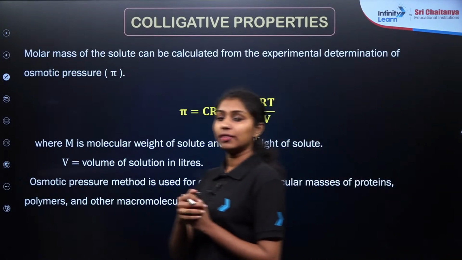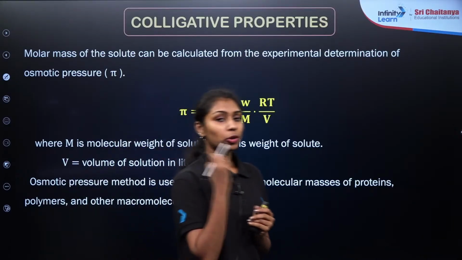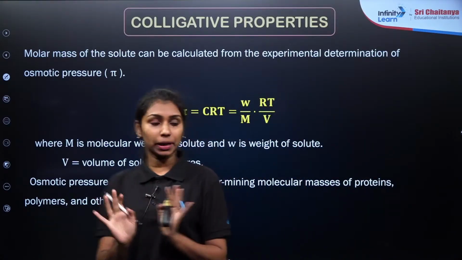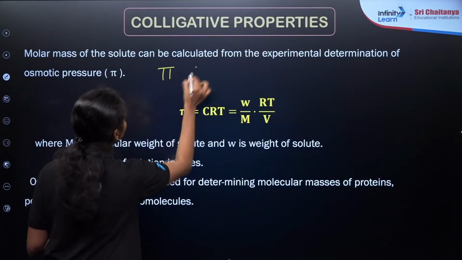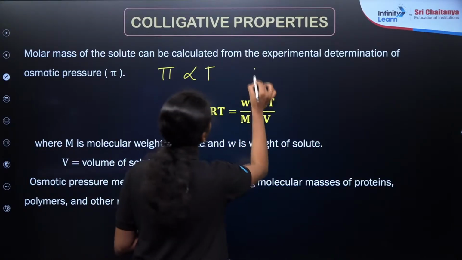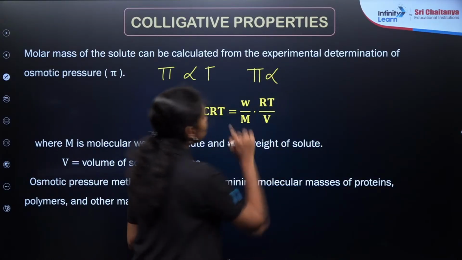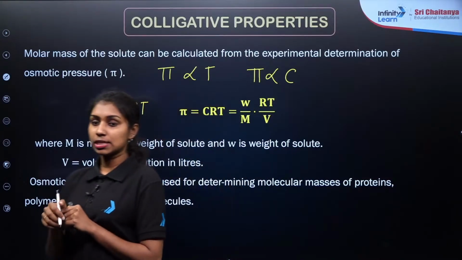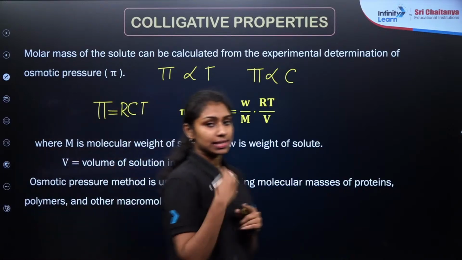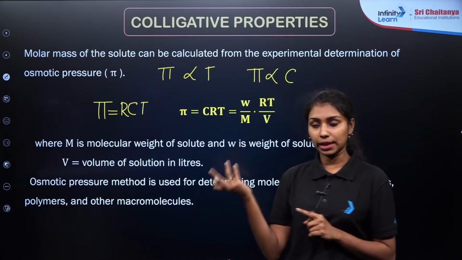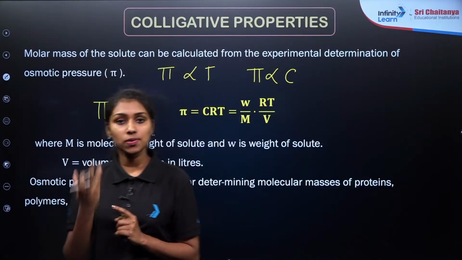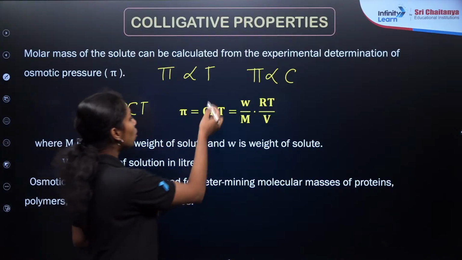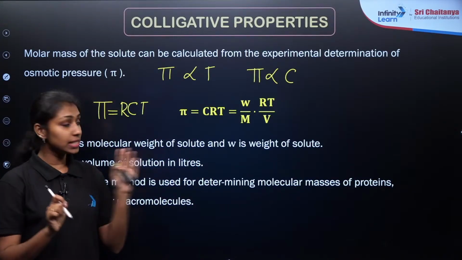Now, we need to do the numerical calculations, right? If you are talking about dilute or ideal solutions, this osmotic pressure, pi, is always proportional to the temperature. As the temperature increases, osmotic pressure also increases, right? That is one condition. Similarly, osmotic pressure also depends on the concentration, so pi is proportional to C. As the concentration changes, osmotic pressure also changes. So we can define the equation as pi equals CRT, where C is the concentration of the solution, R is the universal gas constant, T is the temperature.